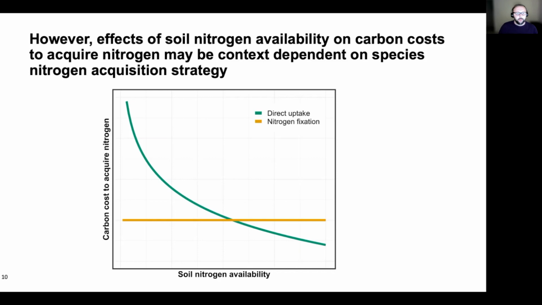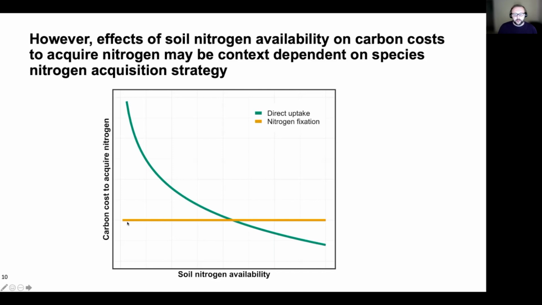And when we plot these hypothesized relationships, you can see that species that associate with nitrogen-fixing bacteria have lower carbon costs to acquire nitrogen than species that acquire nitrogen through direct uptake when soil nitrogen is less available. This might pose a competitive advantage to species that associate with nitrogen-fixing bacteria under low soil nitrogen environments. This is because species would be able to acquire more nitrogen from a carbon investment than a species with higher carbon costs to acquire nitrogen.